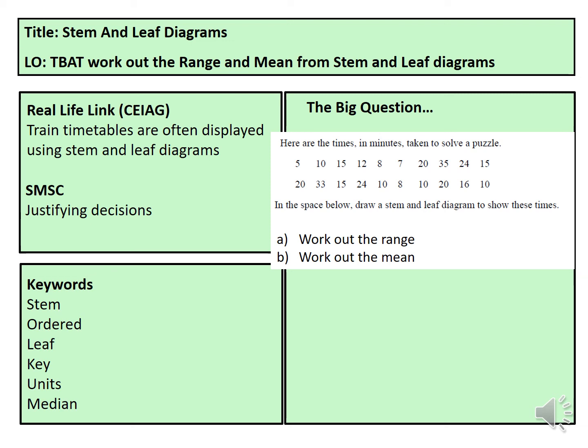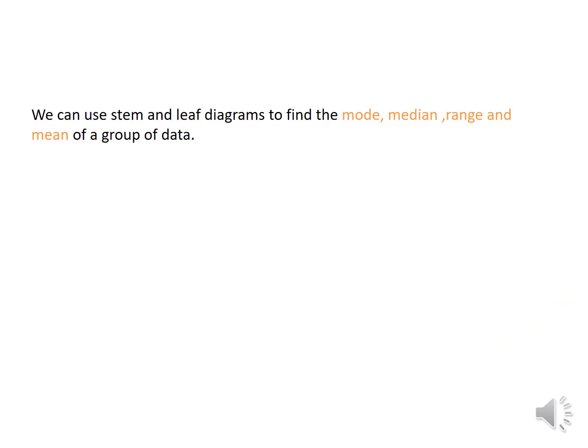Title is Stem and Leaf Diagrams, and we're going to be working out the range and mean from stem and leaf diagrams. Okay, so again, we can use stem and leaf diagrams to find the mode, median, range and mean of a group of data. For now, we're going to be focusing on the range and the mean.